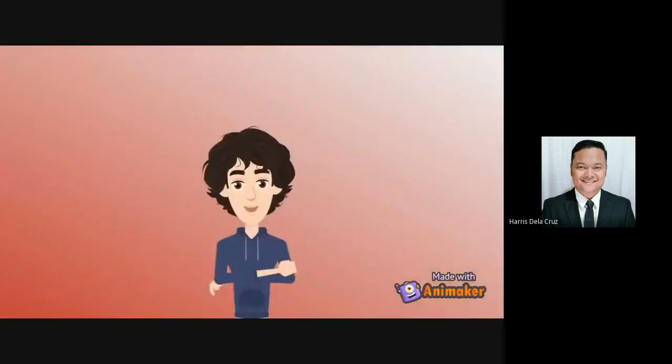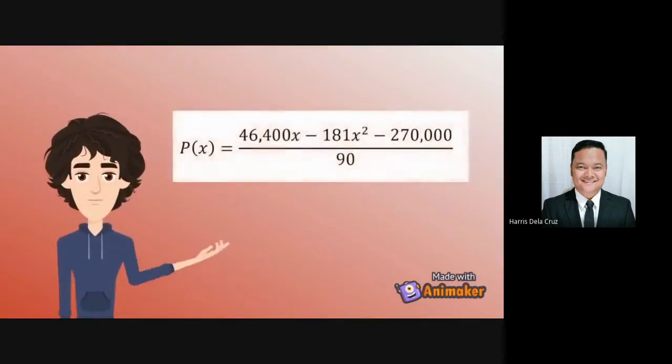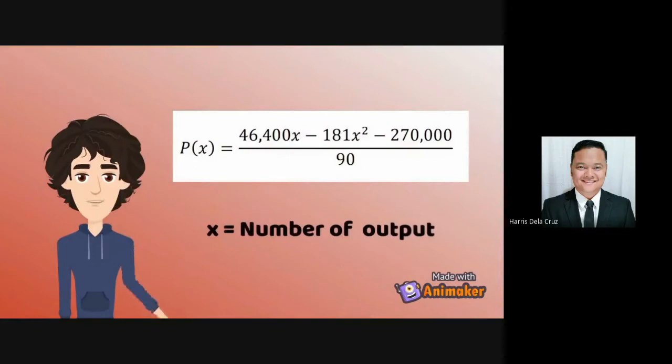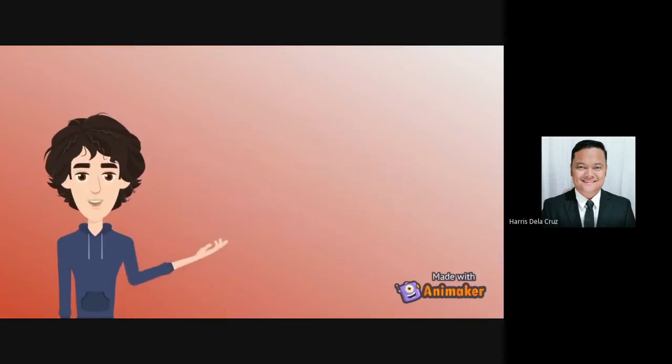As an example, let's go back to the chocolate manufacturing company. Suppose that their profit is denoted by this function, where x is the number of output. To get the number of output that will give us the maximum profit, we get the first derivative of the profit function and equate it to 0. That is because at maximum or minimum point, the slope will be 0.